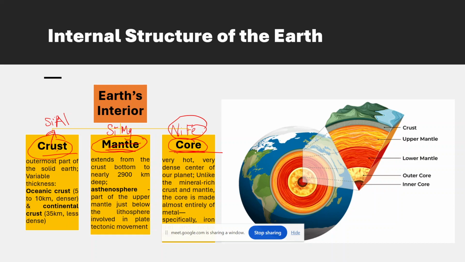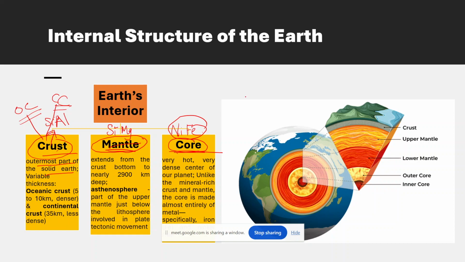So the crust, as I said, is the outermost part of the solid Earth, as you can see in this image also. This crust itself can be divided into two: the oceanic crust and the continental crust. I've just put the abbreviation here, so OC is the oceanic crust and CC is the continental crust. What it essentially means is that the oceanic crust is the part of the crust which comprises the ocean floor, and the continental crust, as the name suggests, is the continental part of the crust.